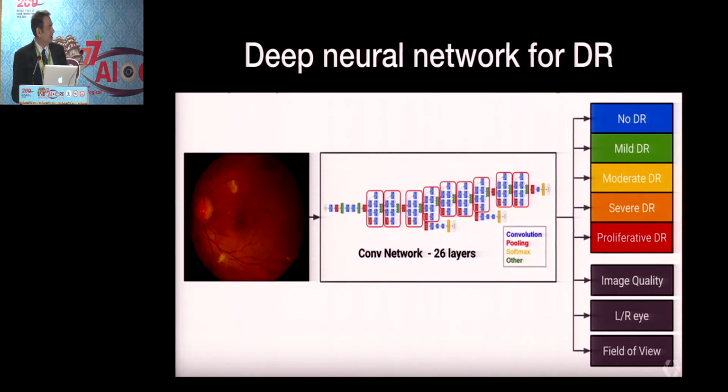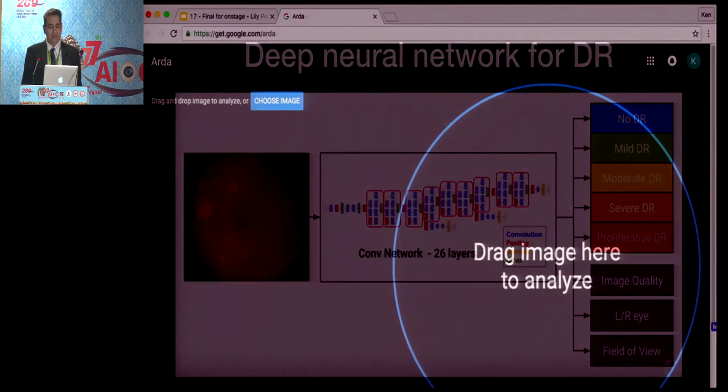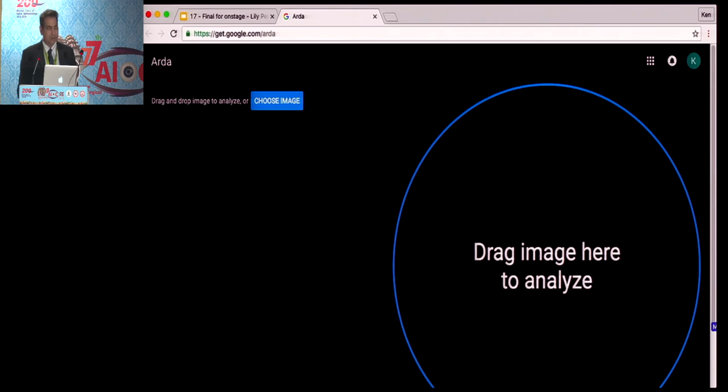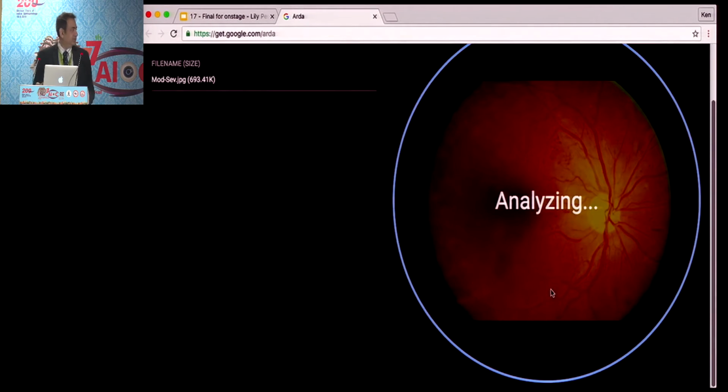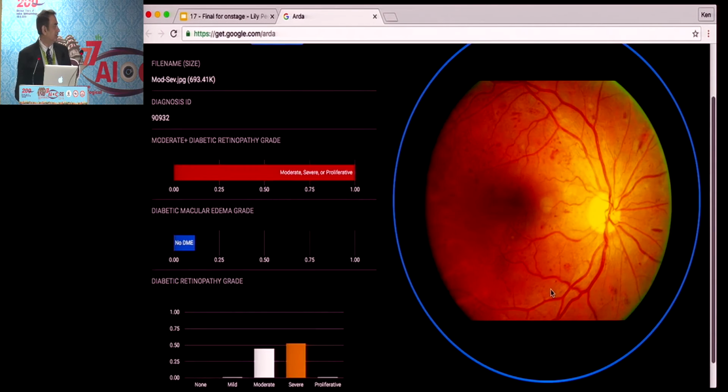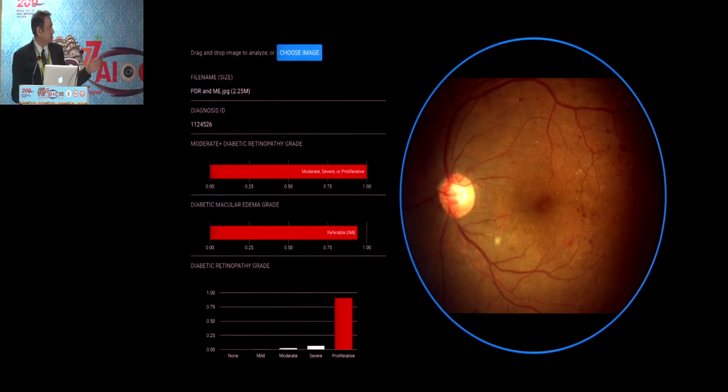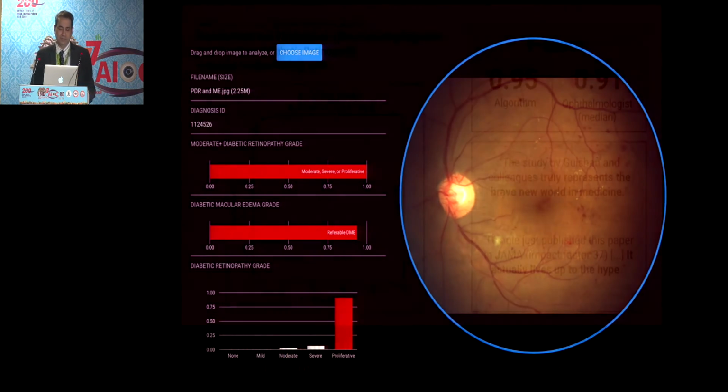And this is the Google algorithm, which has 26 layers, and it classifies the international grades: no diabetic retinopathy, mild, moderate, severe and proliferative. It tells about the image quality, the left and the right eye, and the field of view. Here is a small video to demonstrate how this algorithm works. You just drag the image, and within a few seconds, about 10 to 20 seconds, it starts analyzing, and it gives the grade of retinopathy and the grade of diabetic macular edema. And this is how the report from the algorithm comes.